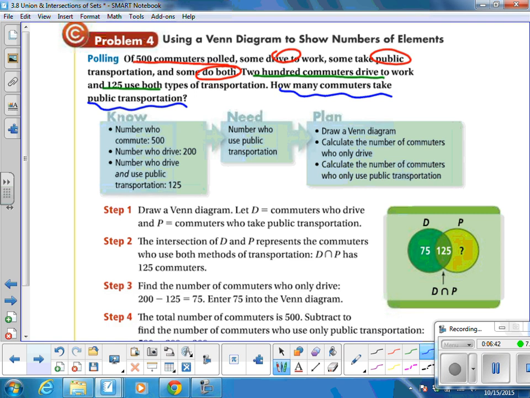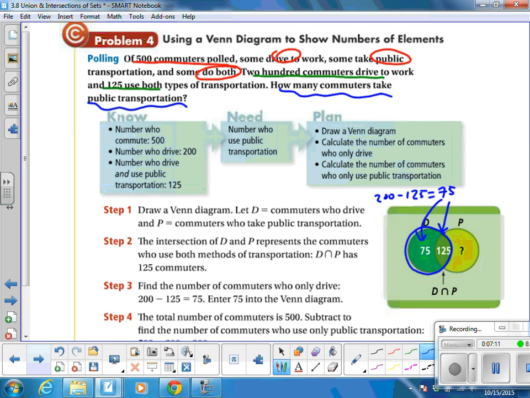Okay, so I know from my information that 200 commuters drive to work, 125 use both. So there's my both. And if I know that this circle right here represents 200 people, then I know that 200 minus 125 is going to give me the numbers that are just driving.